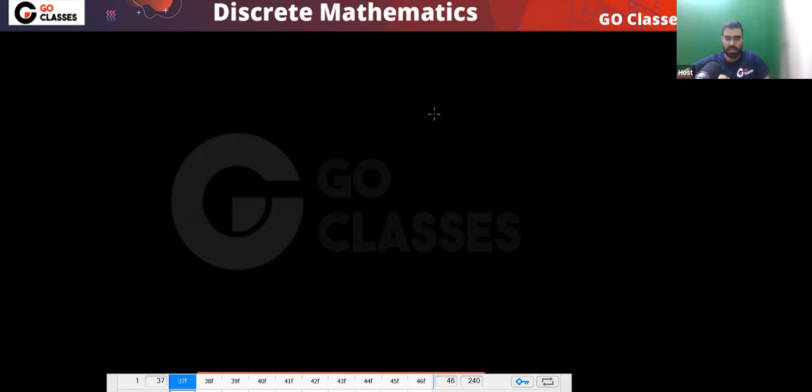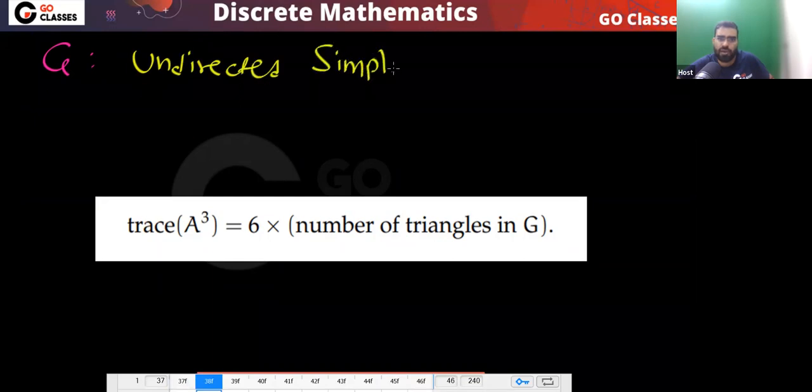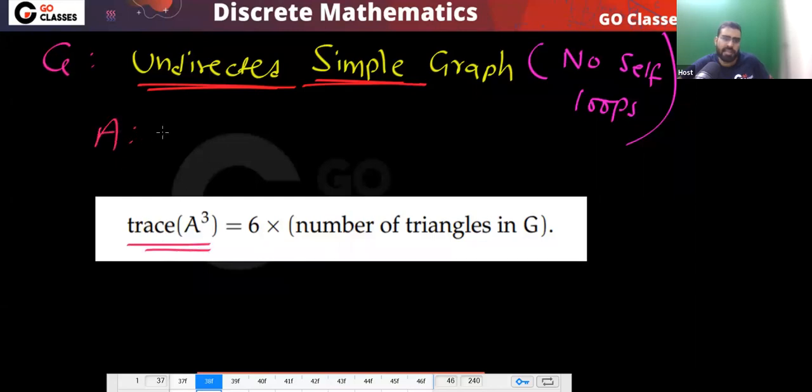So this is the final point. This why is very important, like why these things are happening. So I can say if your graph is an undirected simple graph, so your graph must be undirected and simple. Simple means no self loops. Then this will happen: the trace of A power 3, where A is the adjacency matrix.